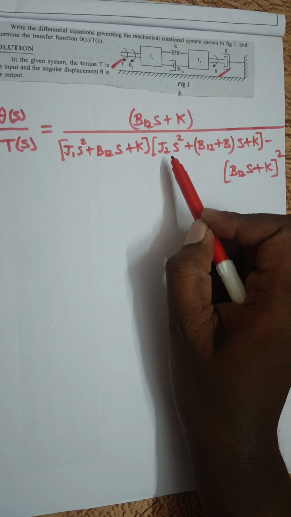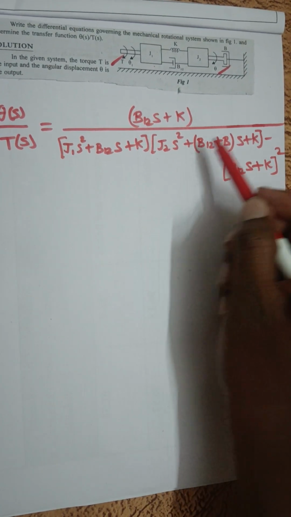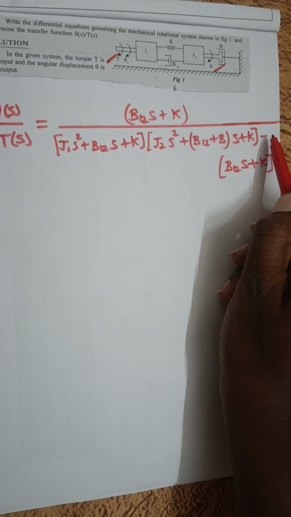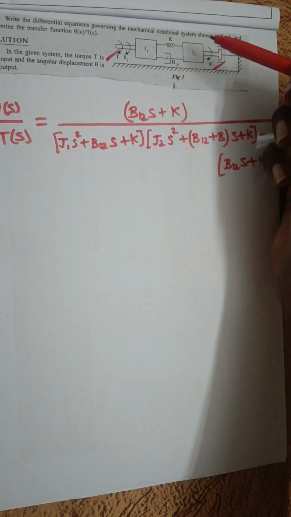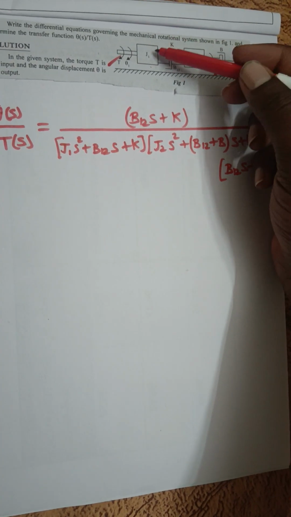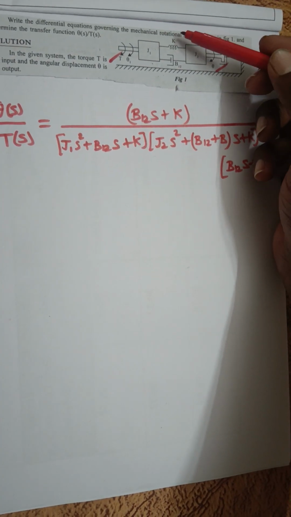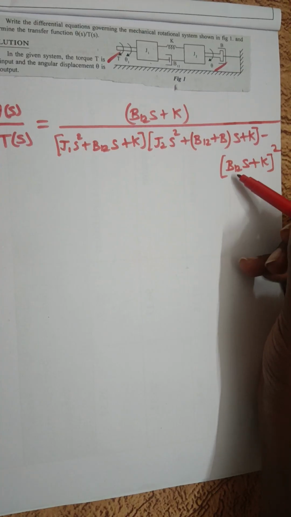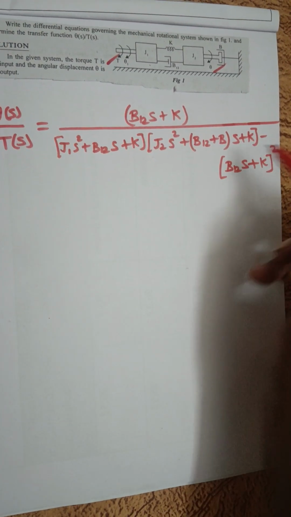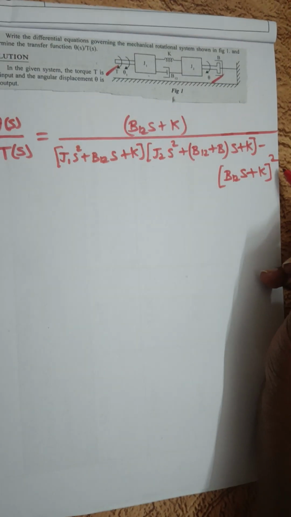The elements associated with J2 are B, B12 and then K. So you should write J2 S square plus B12 plus B into S plus K, minus the square of the elements connected in between J1 and J2. There are two elements connected in between J1 and J2. They are B12 and K. So minus B12 S plus K whole square. This will be the denominator part.